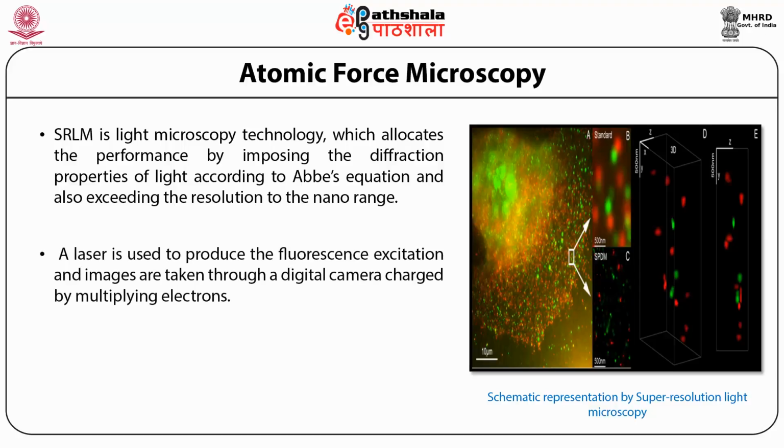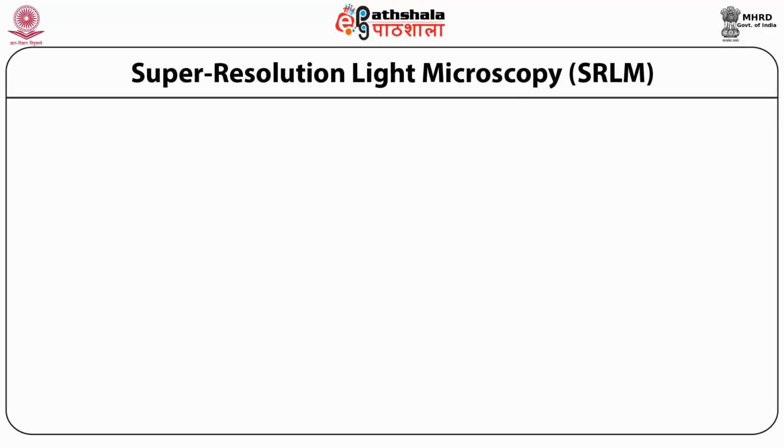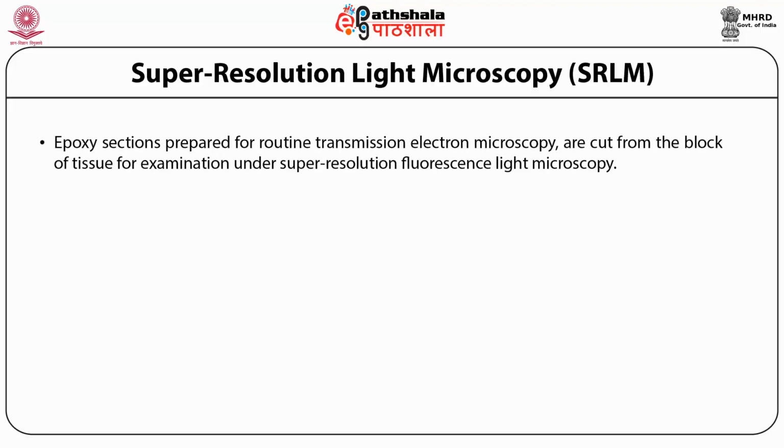In this case, a laser is used to produce the fluorescence excitation, and images are taken through a digital camera which is charged by multiplying electrons. And you can see in the schematic representation where you can enlarge the dots which are in micron size range to the nanosize range, and you can see their depth also. In SRLM technique, epoxy sections prepared for routine transmission electron microscopy are cut from the block of tissues for examination under super resolution fluorescence light microscopy.